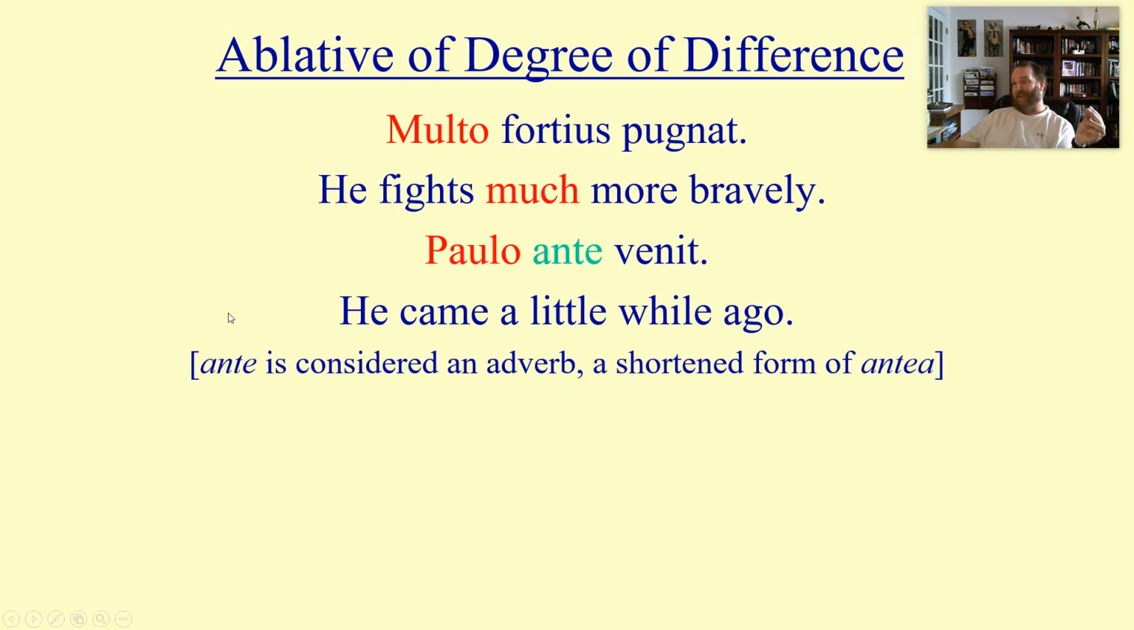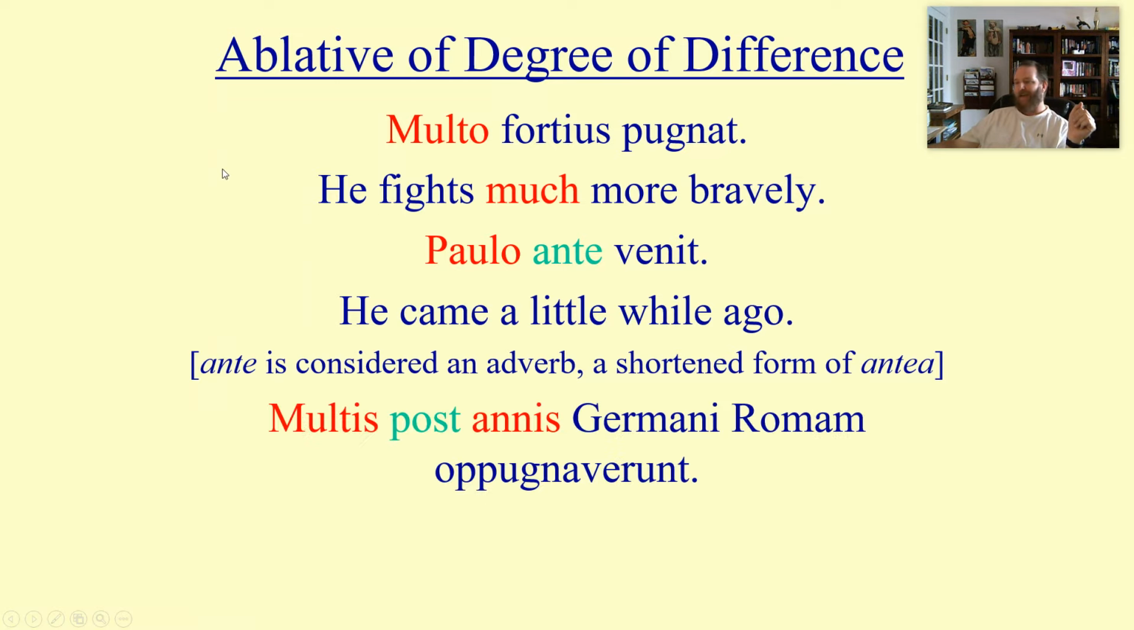Ante here is used like an adverb. It's a shortened form of antea. Ante can obviously be a preposition as well, but it's not used like that here. Now, one other way you might see an ablative of degree of difference would be like this: multis post annis.